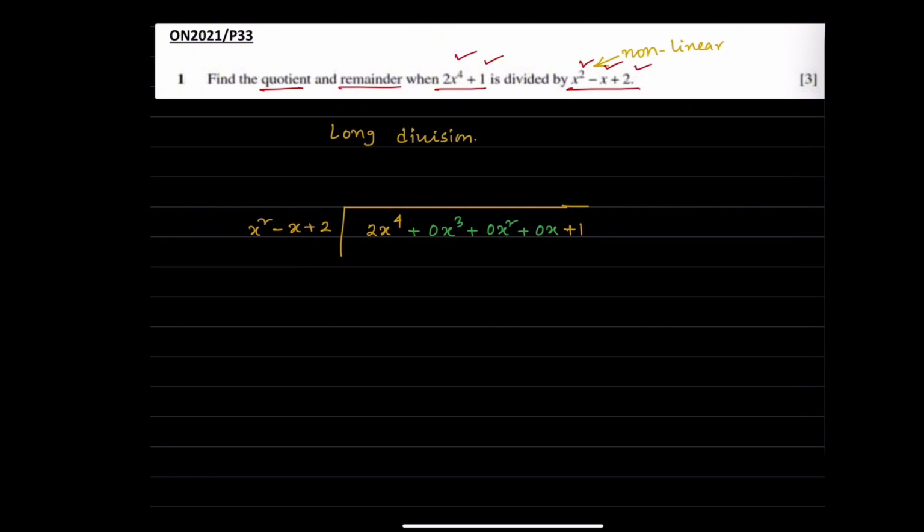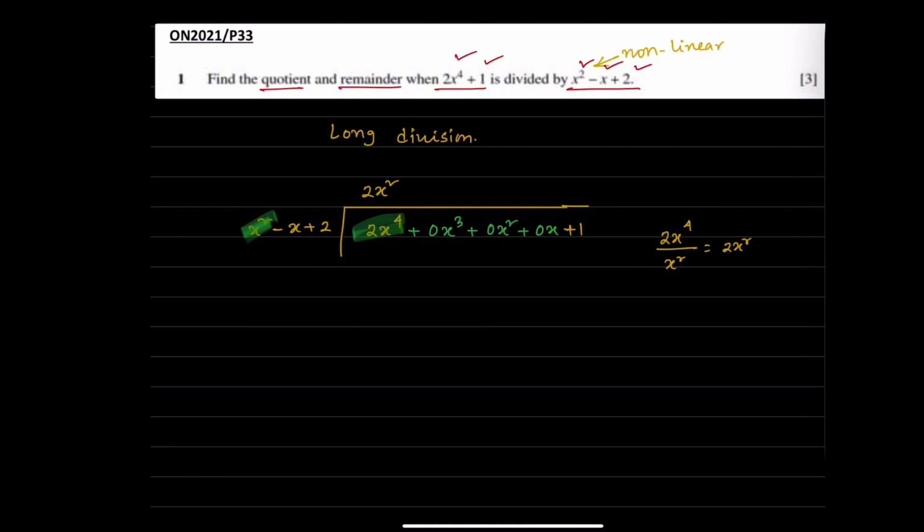The similar thing, we will start from here. That is our inner first term divided by outer first term. So in this case, we have the inner first term is this and outer first term is this one. So we can write 2x to the power 4 by x square, which is 2x square. So that is our first quotient value, 2x square.